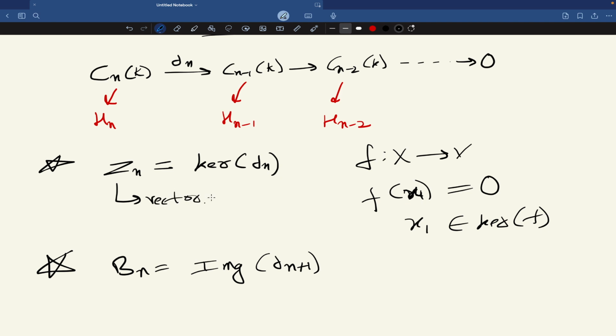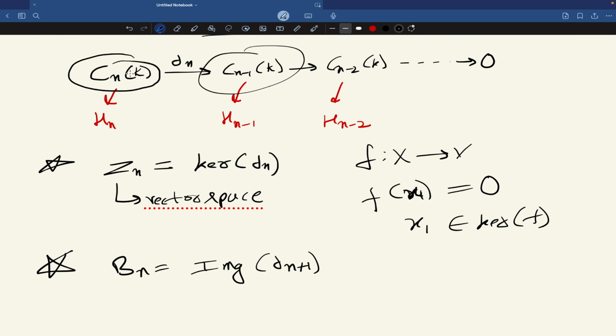It is a generalized vector space which generates only those vectors which map to 0 in the output. And in Bn we have all the vectors which come from applying del n plus 1, which come from the chain complex that is backward. So for Cn minus 1, the image will be all the outputs we get by applying the del operator on Cn. The vectors we get from here to here become the part of the image for Cn minus 1.